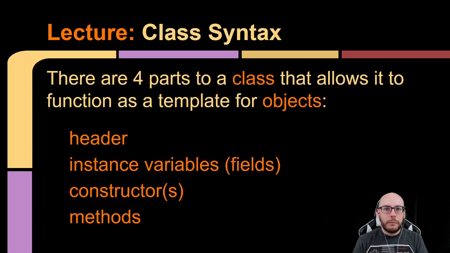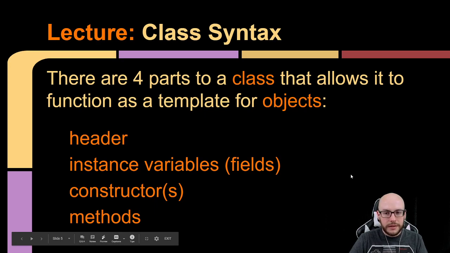There's going to be 4 parts to the class itself. We're going to have a header. We're going to have instance variables, otherwise known as fields or instance fields. This isn't the first time we've seen this word instance, right? In our last video, I talked about how the word object and instance are interchangeable. So you could almost think of these as object variables or object fields. Likewise, the class is going to define constructors and methods.